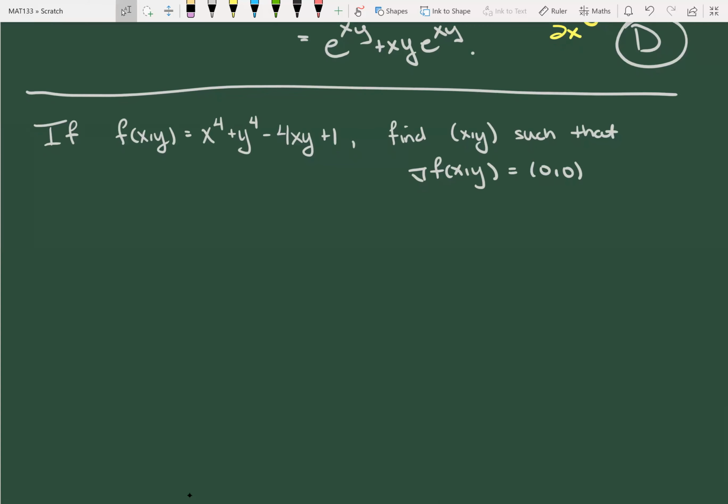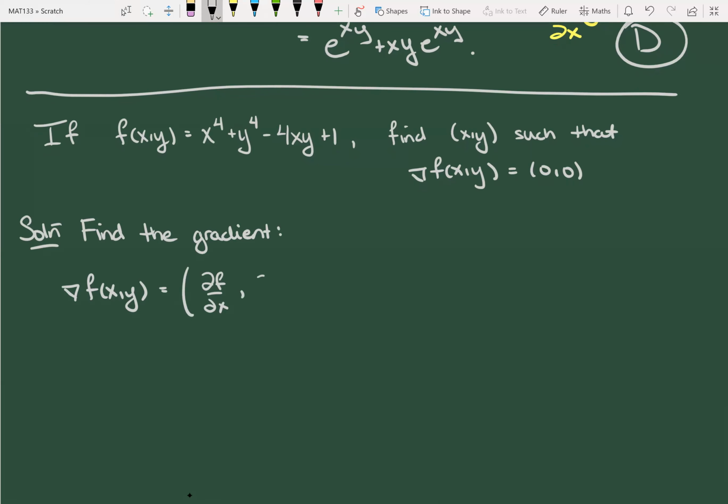Okay, so I've got this function, which is just a big old polynomial, and I want to figure out where its gradient is equal to 0. So first thing I have to do, obviously, is find the gradient. So here's our answer. We'll find the gradient. We're going to take the x derivative and the y derivative, di f di x, di f di y, like that.